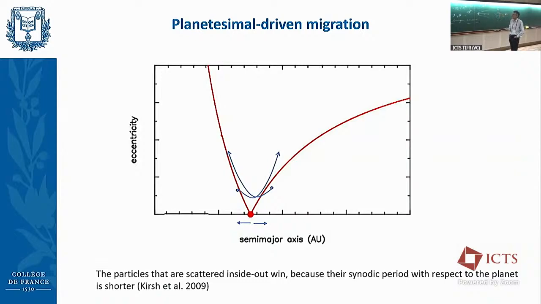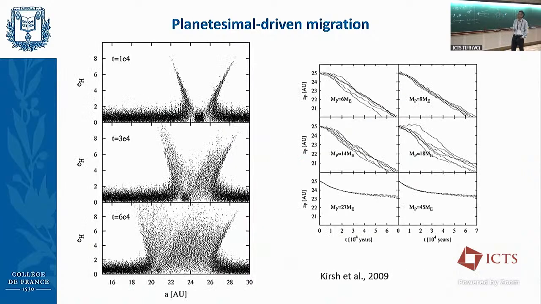It has been shown in this paper by Kirsh et al. that the inner disk wins, because the synodic period with respect to the planet, so the frequency of close encounters with the planet, is shorter for the planetesimals inside than for those outside. Even if the densities are the same and there are as many planetesimals outside and inside, those inside encounter the planet more frequently, so they win. And so this is the result for a single planet in a disk of planetesimals.